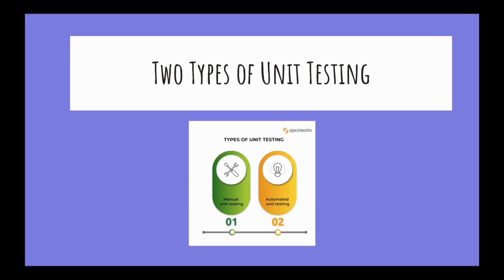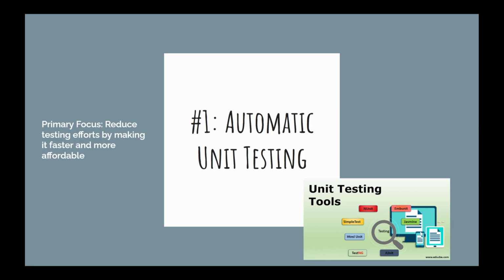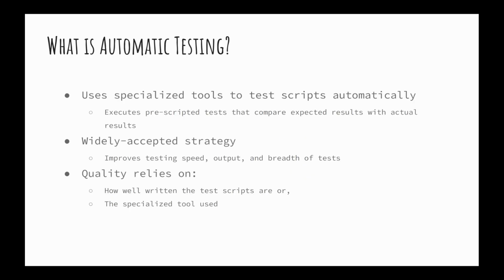My name's Emily, and the first topic that I'll be talking about are the two types of unit tests. The first type is automatic unit testing. Its primary focus is to reduce testing efforts by making it faster and more affordable. In the bottom right corner, you can see a picture that has an example of tools that are used to automate these tests, such as JUnit, NUnit, and Jasmine.